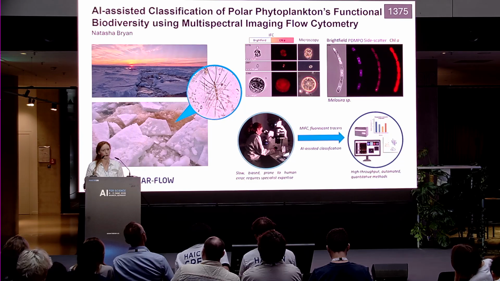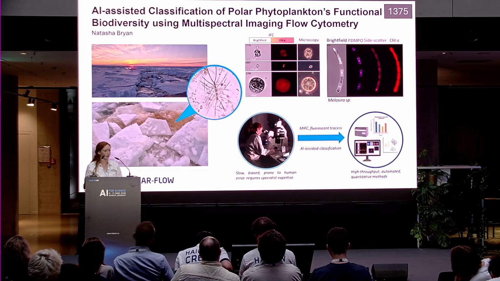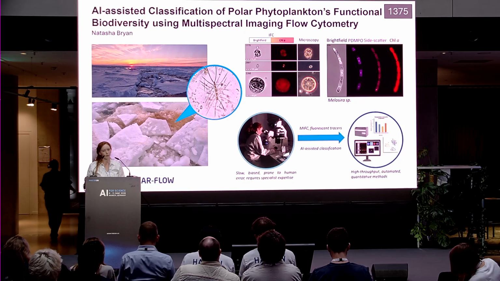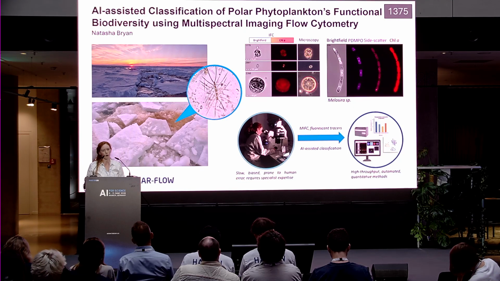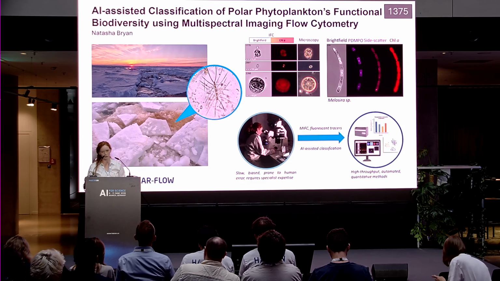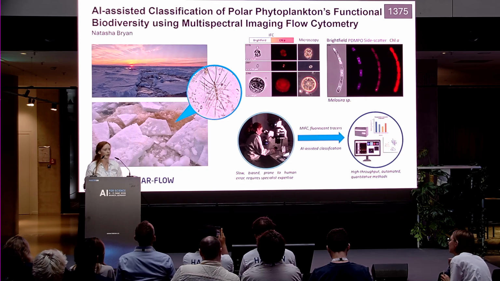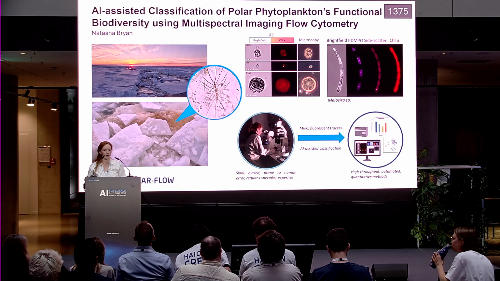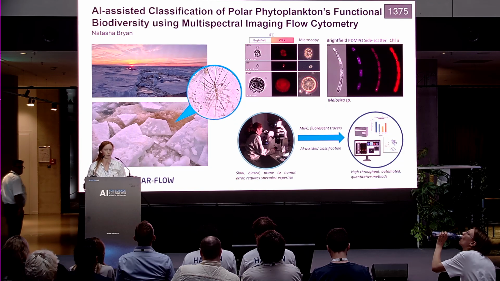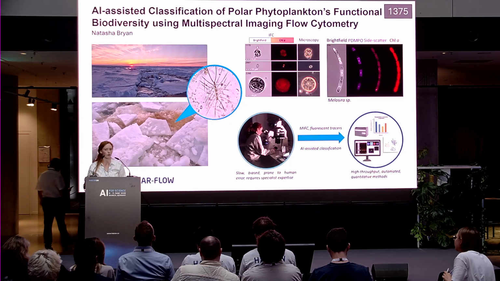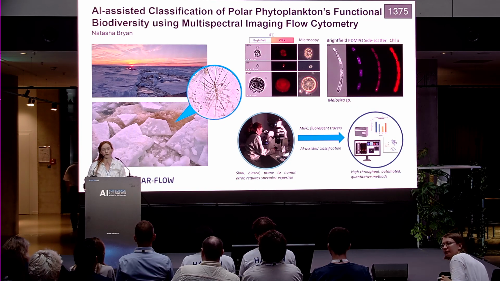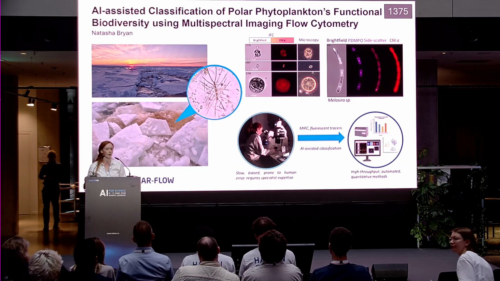So PolarFlow is interested in using deep learning to figure out species identification, who is there, and through the use of staining extent, what they are actually doing in that ecosystem. And our vision is to grow this into large-scale functional biodiversity monitoring, both in polar oceans and beyond.